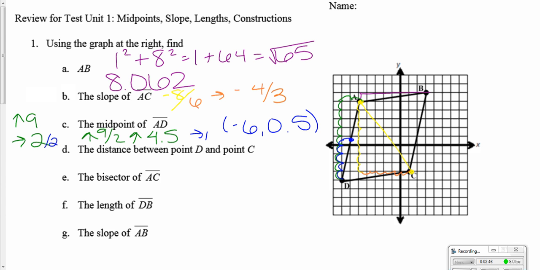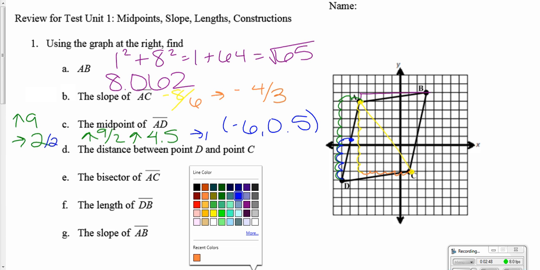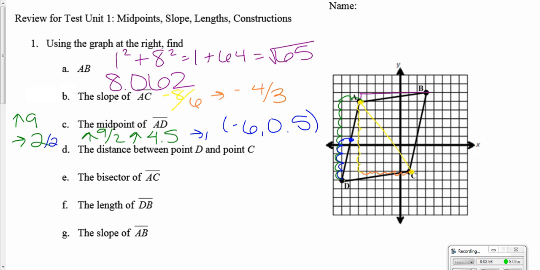All right, the distance between point D and point C. Okay. So I go up 1, so 1 squared, plus, and then I go over 8. So 1 squared plus 8 squared again. That gives me 1 plus 64, which is 65, and then I square root that, and I get 8.062.